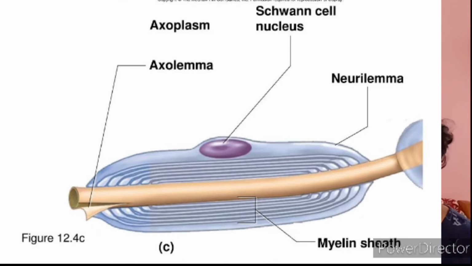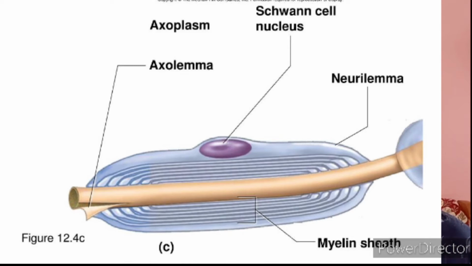Okay, and these axons are covered by 3 layers. The outermost layer, you can see, is the neurolemma. Then the middle layer is known as the myelin sheath, and the innermost layer is known as the axolemma.